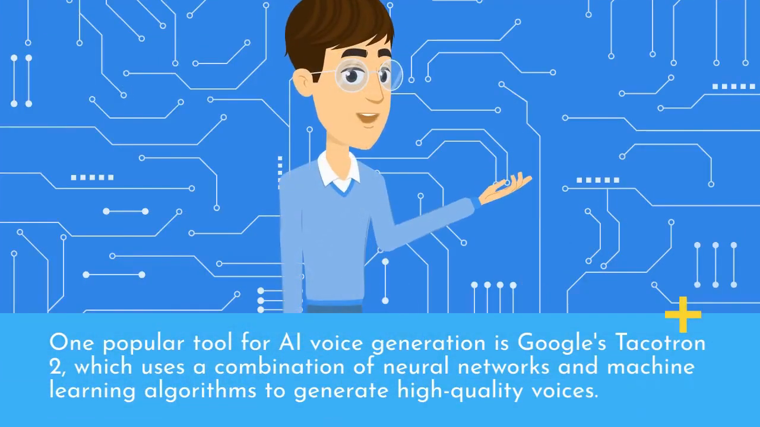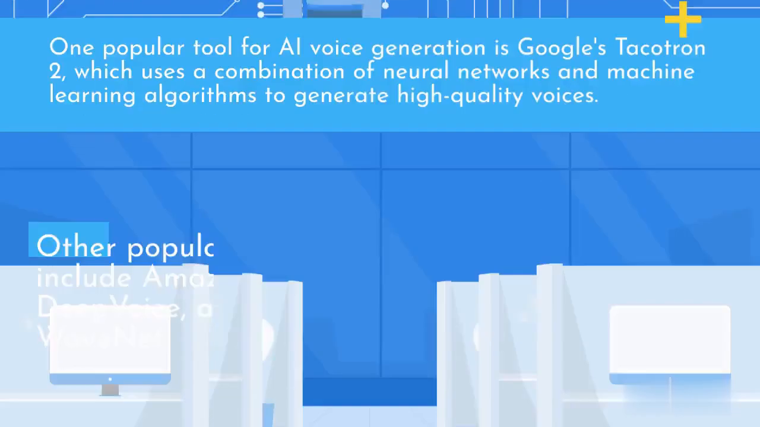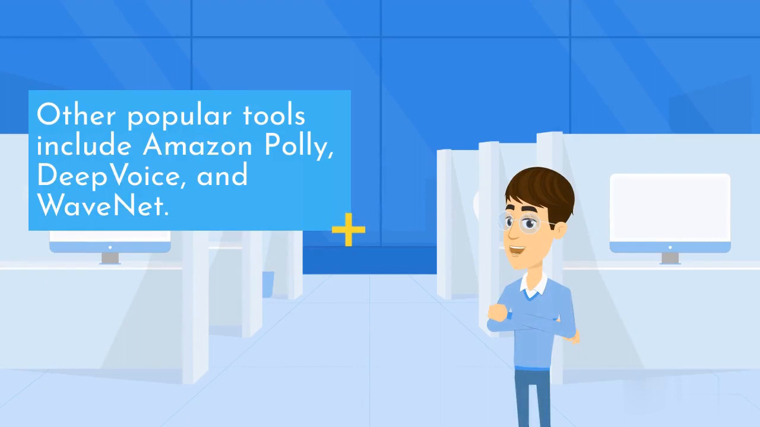One popular tool for AI voice generation is Google's Tacotron 2, which uses a combination of neural networks and machine learning algorithms to generate high-quality voices. Other popular tools include Amazon Polly, Deep Voice, and WaveNet.